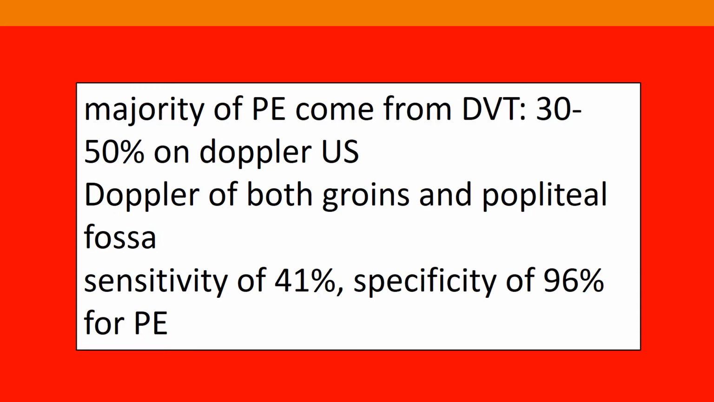What's important to recognise is the majority of PE comes from a DVT, and that's often shown in about 30 to 50% on Doppler ultrasound. You do a Doppler of both the groins and popliteal fossa, and that has a sensitivity of about 41%, but a specificity of 96% for PE.